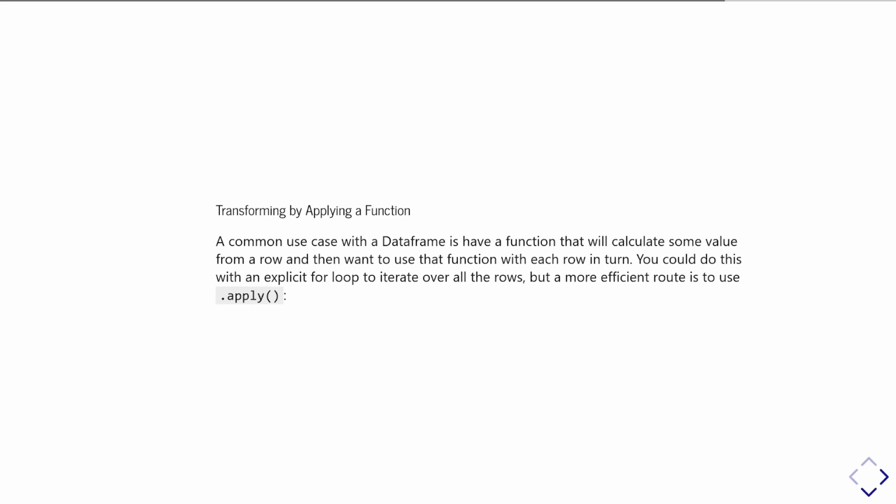Another way you can transform a data frame is you could apply a particular function over every row, or possibly over every column in your data frame. And so Pandas has a method .apply, which basically says, give me a function and I'll run that function on every row or every column and give you the result of that.